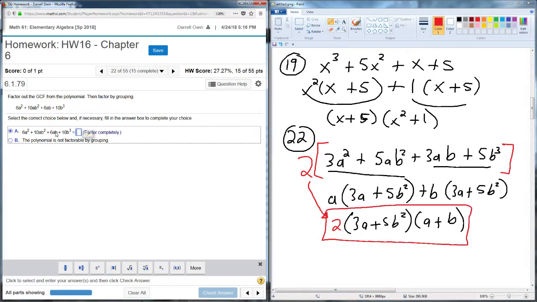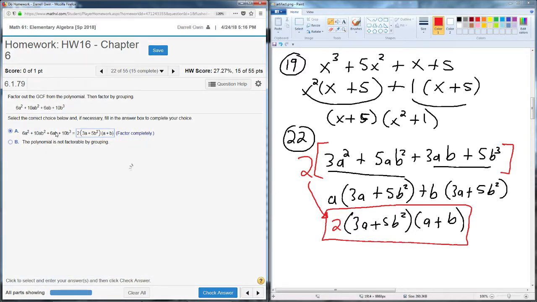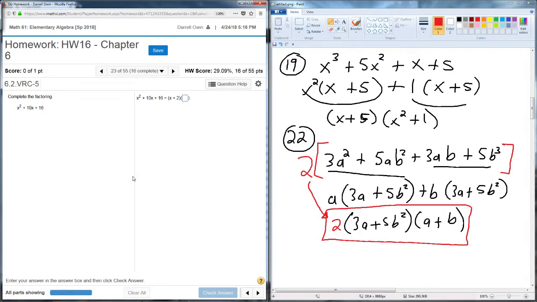If only it could copy my writing on the right side. 3a plus 5b squared, oops, right there, squared, a plus b. That's a big answer. There's a high chance of making a mistake, so be very careful, because you don't want to type that over again or solve it again. This one is the shortcut method.